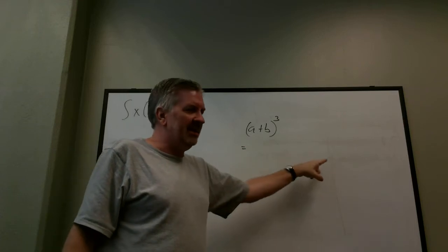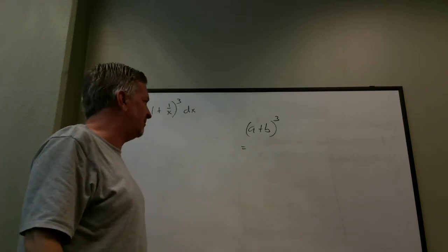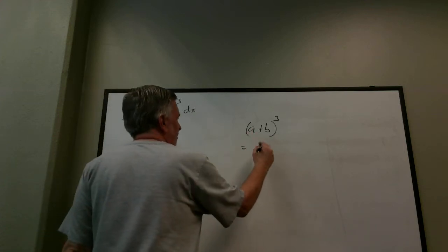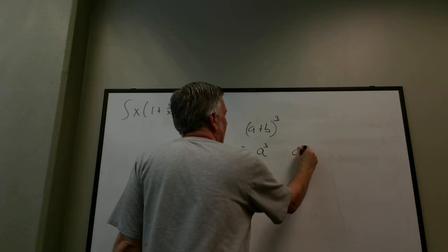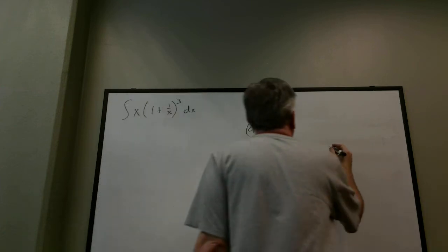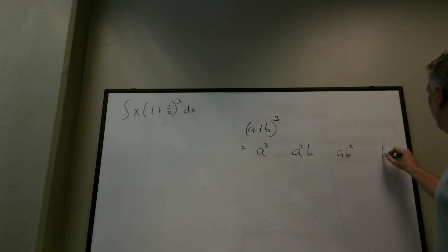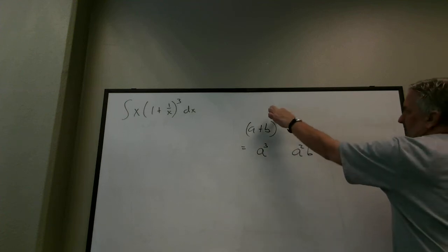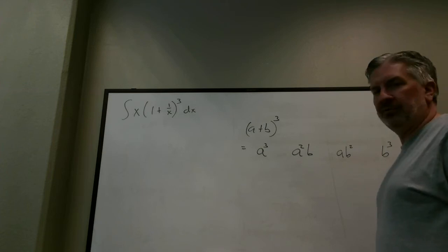The powers of a get smaller, the powers of b get bigger, and then you just have your coefficients from Pascal's triangle. So again, you start with an a cubed, the next term is going to have an a squared b. The powers of a go down, the powers of b go up. Then you're going to have an ab squared, and then a b cubed. And remember, the sum of the exponents is always that number right there. And then you get your coefficients from Pascal's triangle.